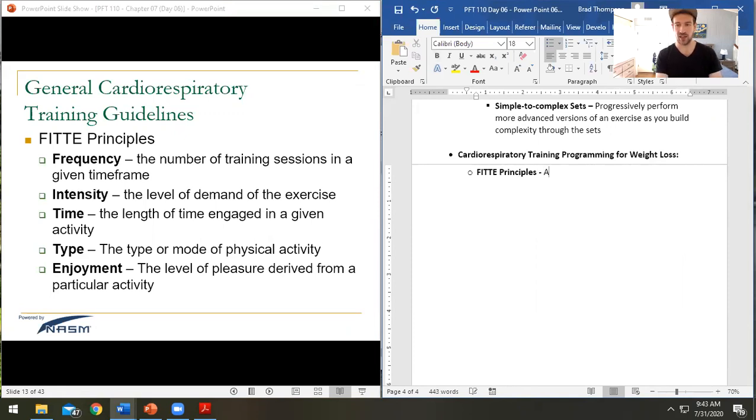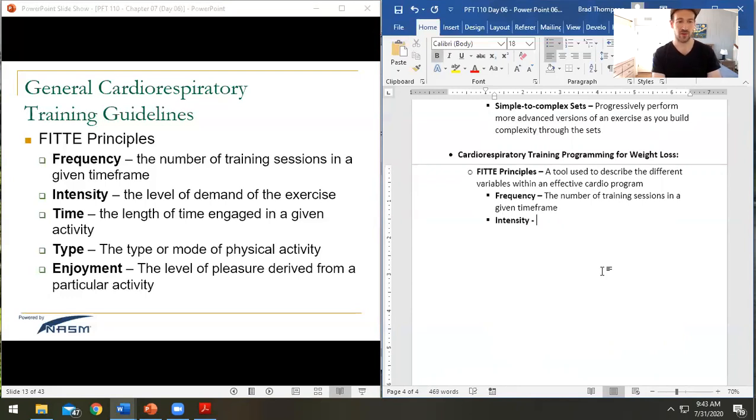So your fit principles, right, are a tool used to describe the different variables within an effective cardio program. Okay, so you're going to have frequency, which is the number of training sessions in a given time frame.